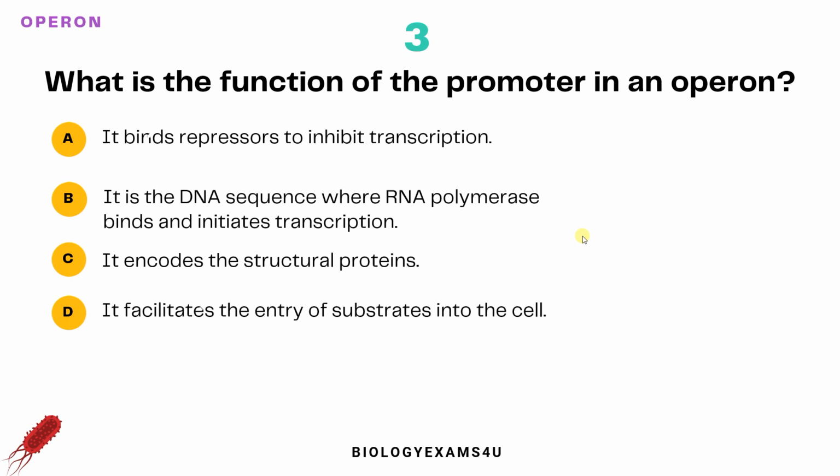Option A, it binds repressors to inhibit transcription. Option B, it is a DNA sequence where RNA polymerase binds and initiates transcription. Option C, it encodes the structural proteins. Option D, it facilitates the entry of substrates into the cell.